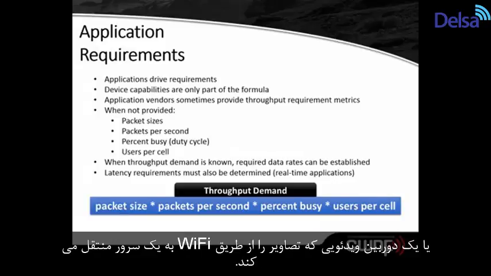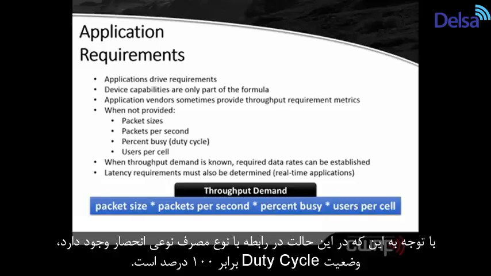With a video camera, it's about sending the video across Wi-Fi, if it's a wireless client video camera, sending the video across Wi-Fi to some central server. And again, that's going to be something at 100% duty cycle, probably, sending it all the time. But even if it's sending it all the time, what are the sizes of those packets? And it's dedicated to that application.